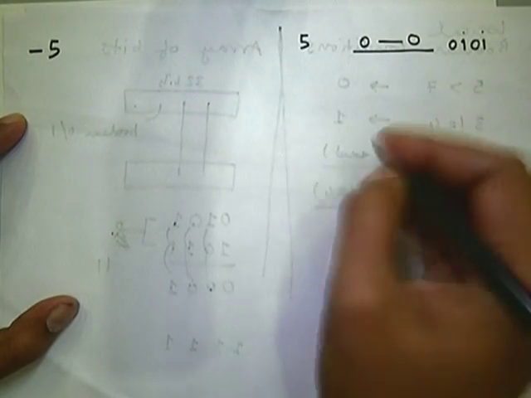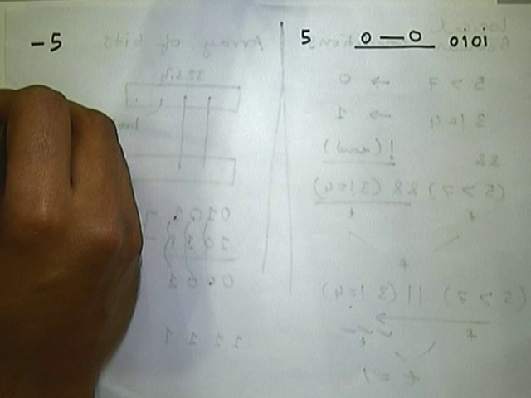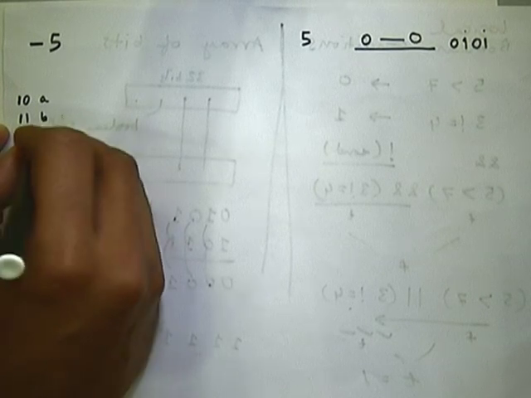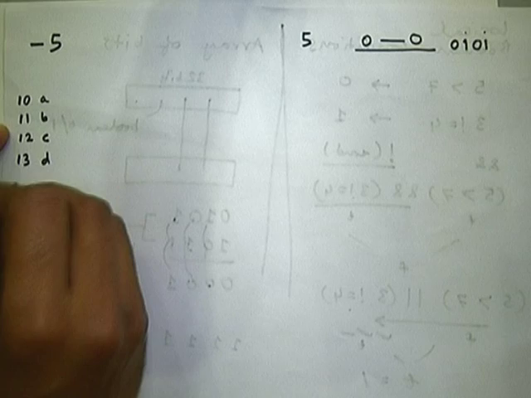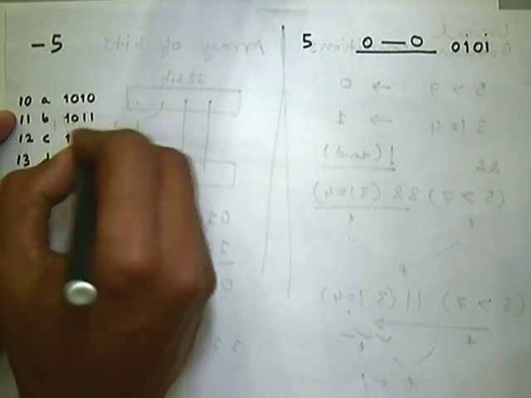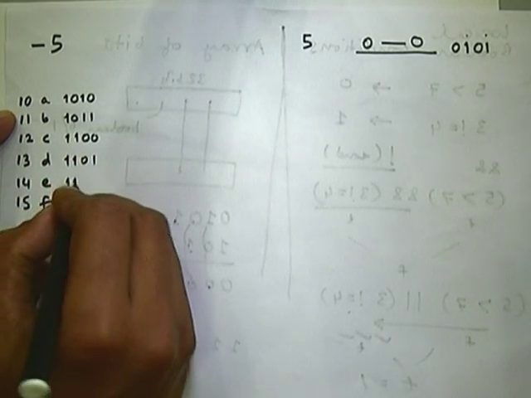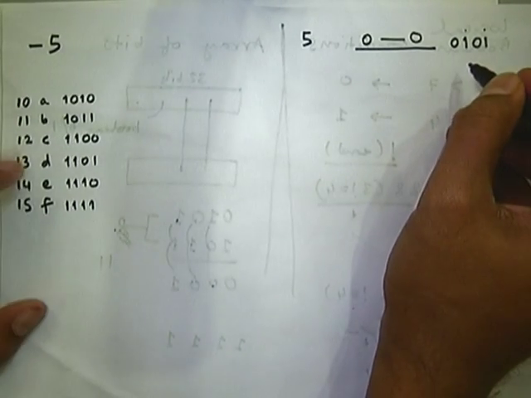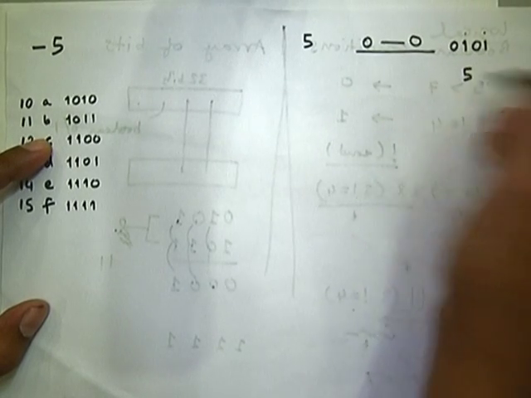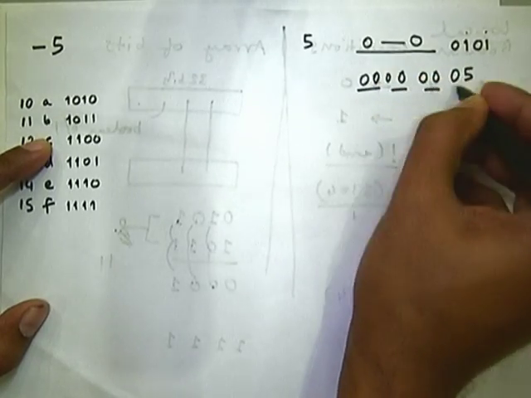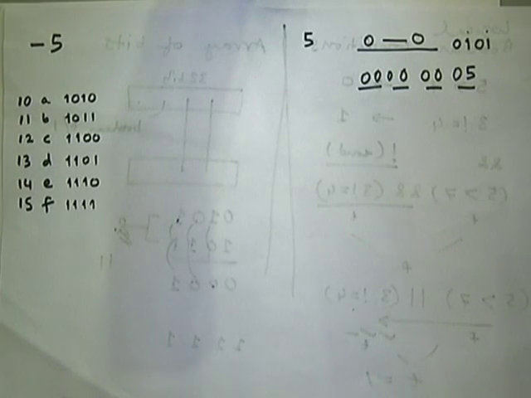So how do I write it in hex? Remember, in hex, I always need this table because I can never remember. So 10 is A, 11 is B, 12 is C, and so on up to F. So 1010, 1011, 1100, 1101. That's the table of the last 6 values. So this one is just 5, and then everything else is 0. 1 byte, 2 bytes, 3 bytes, 4 bytes. That is 5 decimal written in hex.